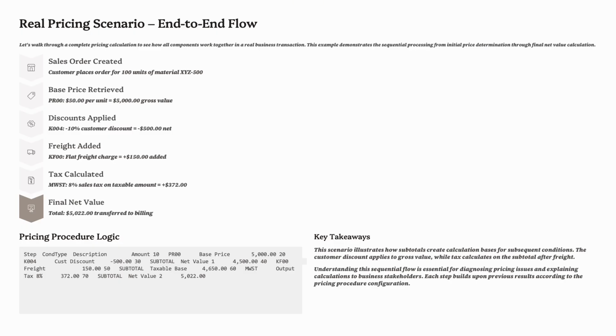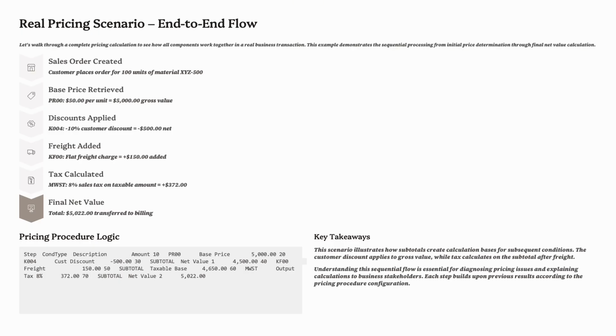2. Base price determination, PR00. SAP searches for the correct price using the access sequence. It checks the customer material-specific price first, and if not found, it falls back to the general material price. The base price appears automatically.